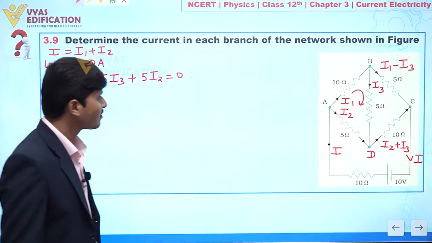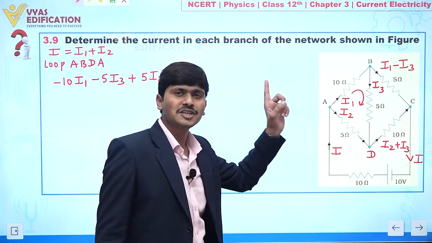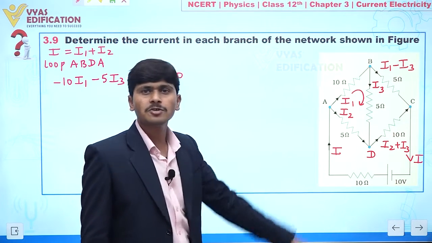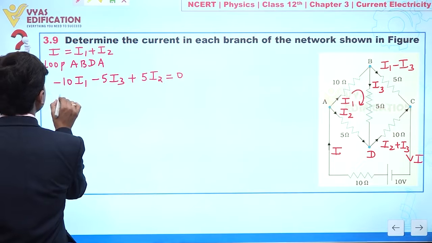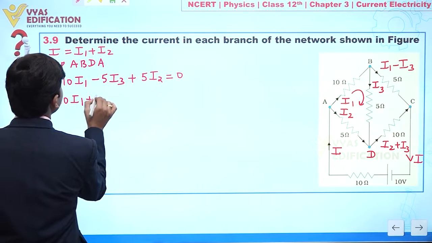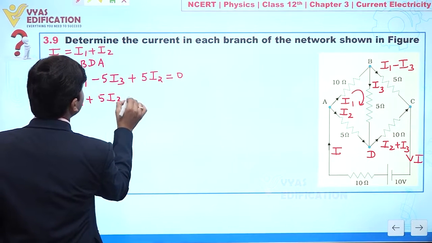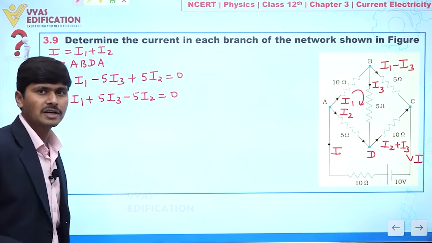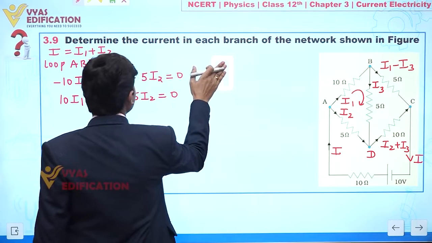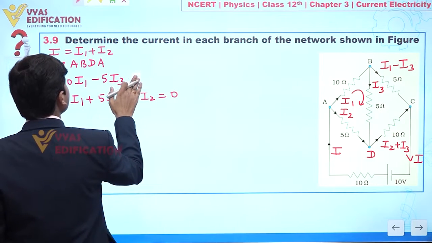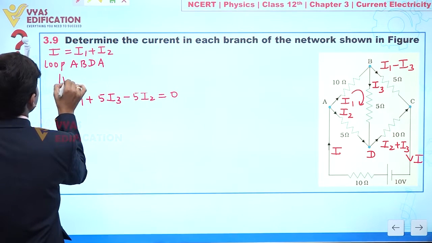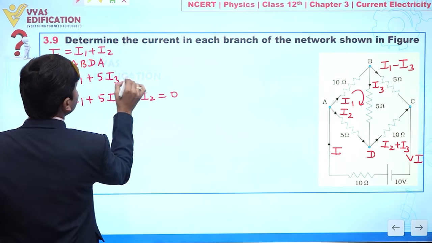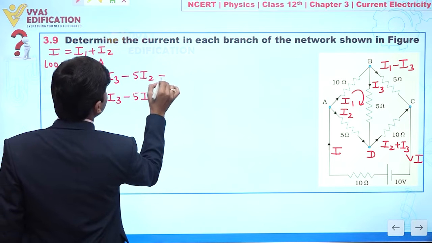Clear to everyone? Why am I taking this positive? Because I am going in the opposite direction of the current. It means I am going from lower potential to higher potential. So this is equal to 10 I1 plus 5 I3 minus 5 I2, and this should be equal to 0. Clear to you? So I write this equation here: 10 times I1 plus 5 I3 minus 5 I2 equals 0.